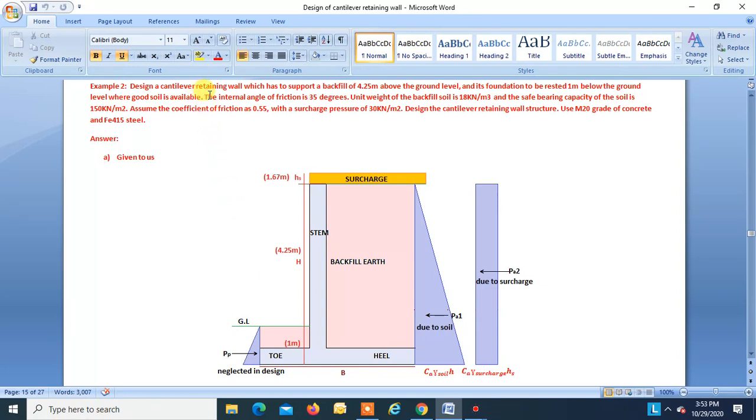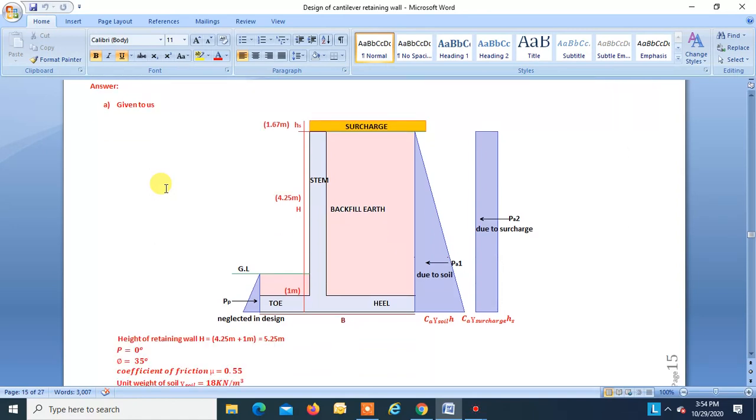Okay. The angle of internal friction is 35, means phi is 35 degrees. Unit weight of backfill and surcharge are same, that is 18 kilonewton per meter cube, and safe bearing capacity of the soil is 150 kilonewton per meter square. Assume the coefficient of friction to be 0.55 and a surcharge of 30 kilonewton per meter square, okay? So WS, that is weight of surcharge, is 30 kilonewton per meter square. Design the cantilever retaining wall structure. Use M20 grade of concrete and Fe415 steel, okay?